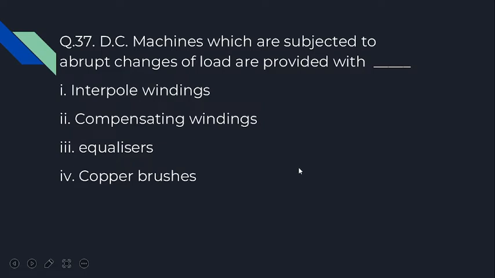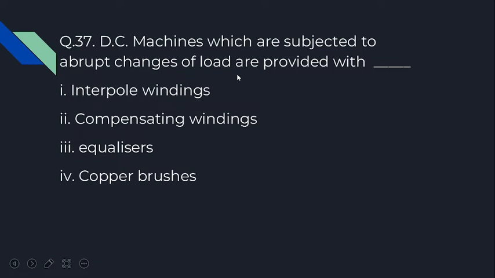Then what has to be done? Whether we should go for interpole windings, compensating windings, equalizers or copper brushes. The copper brushes option will not come into the picture because copper brushes are used to collect the current from the commutator segments. Whereas here they are talking about variations in the load, so that will affect the armature. So when we vary the load in the armature, what happens?